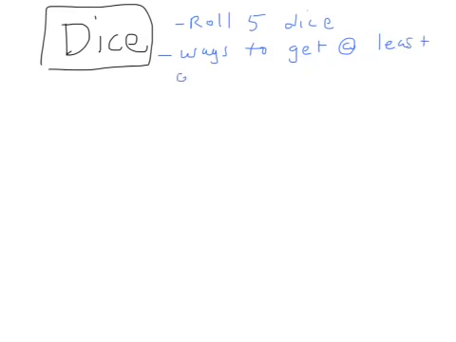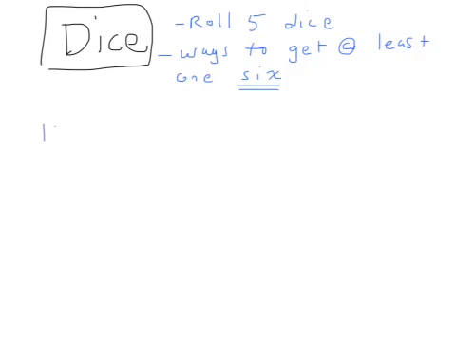Okay, let's imagine that I'm rolling 5 dice. And what I want to look at is how many ways there are to get at least 1 six. Well, the way that we're going to think about this is we're going to go through all of the different possibilities of getting at least 1 six.